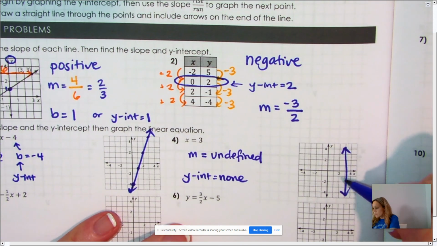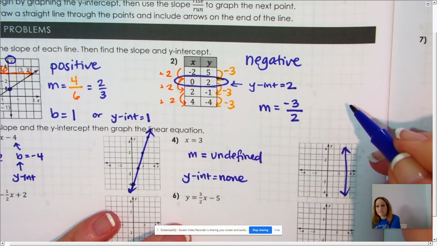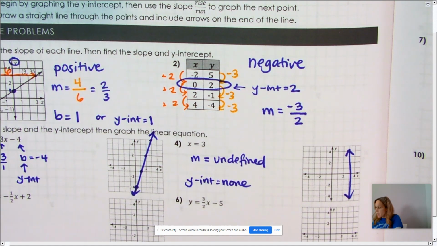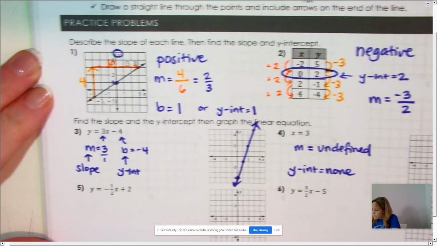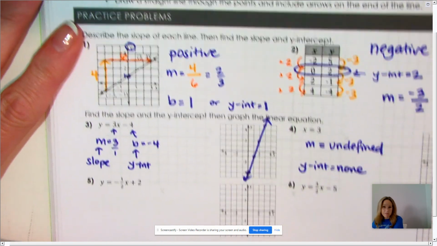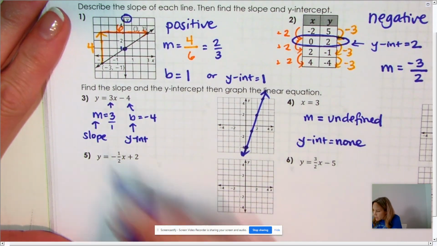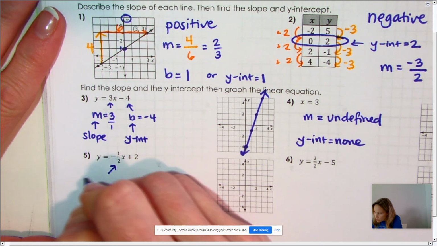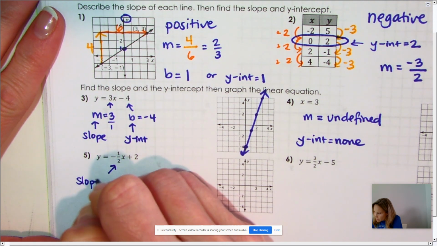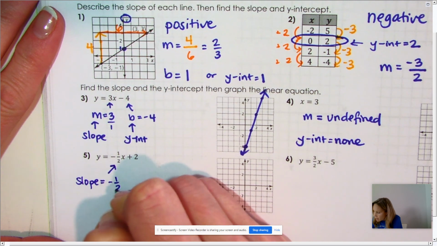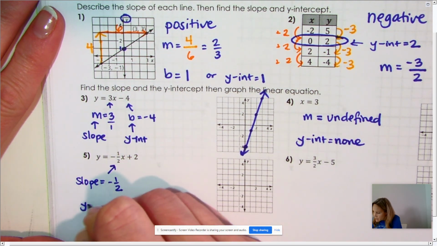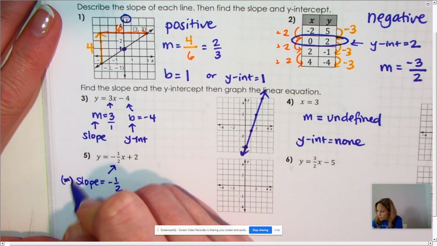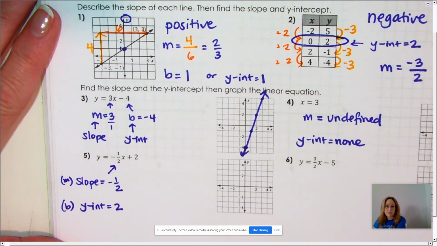Okay, because you could keep going up and up forever, and you're never even going to go over it all. Okay, next problem, number 5. So let's look at that one. So again, here's the slope. So I could write m equals or slope equals either one. Slope equals -1/2, and the y-intercept equals 2. Again, you could have used m right here or b for the y-intercept.